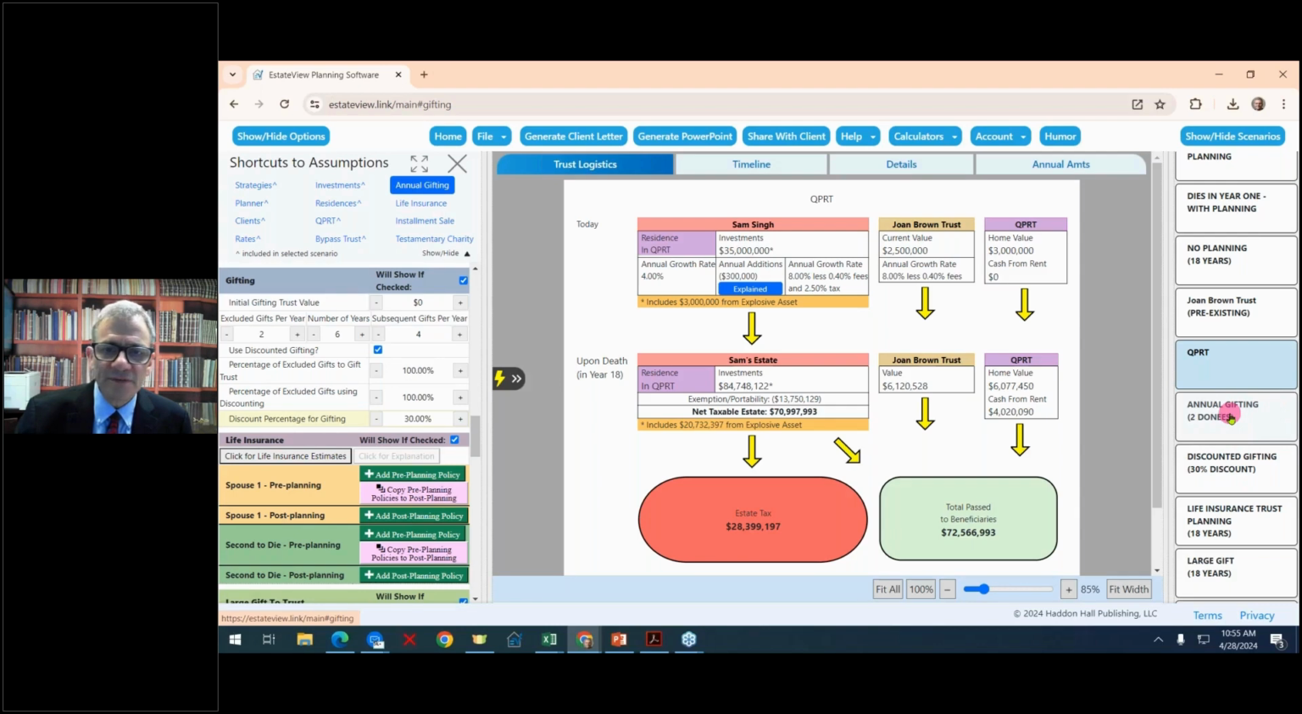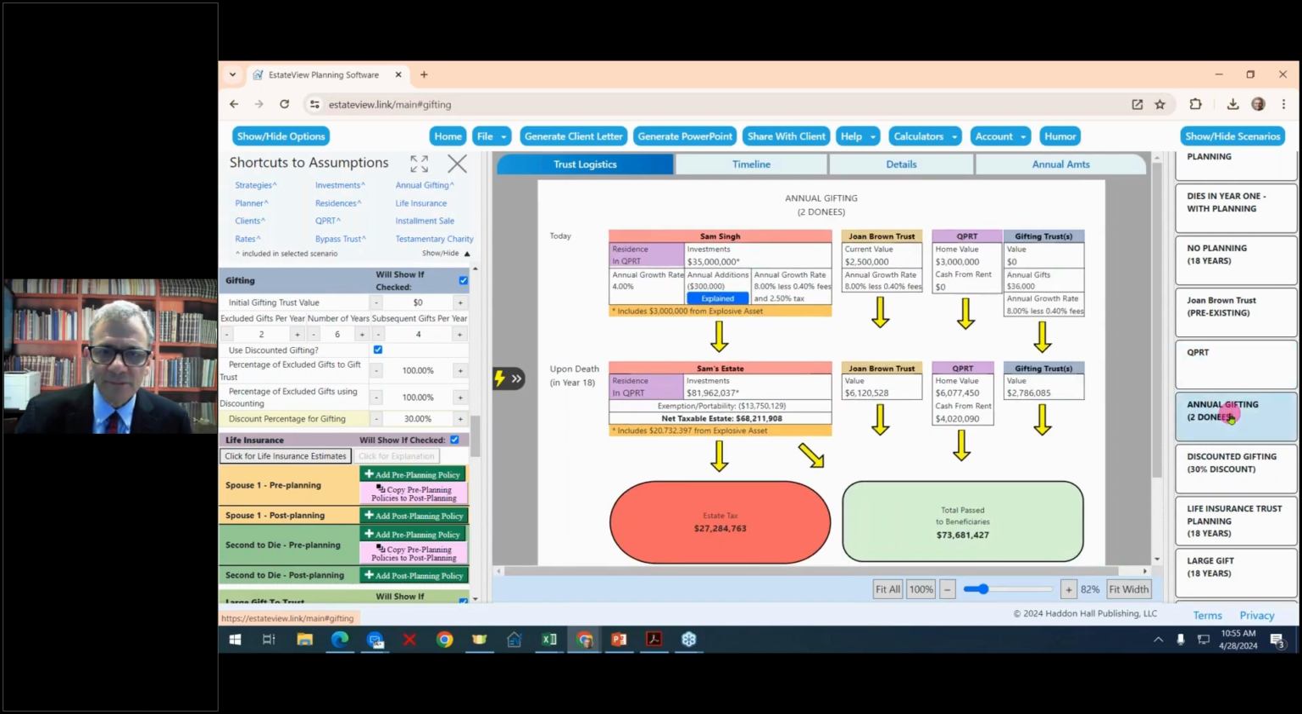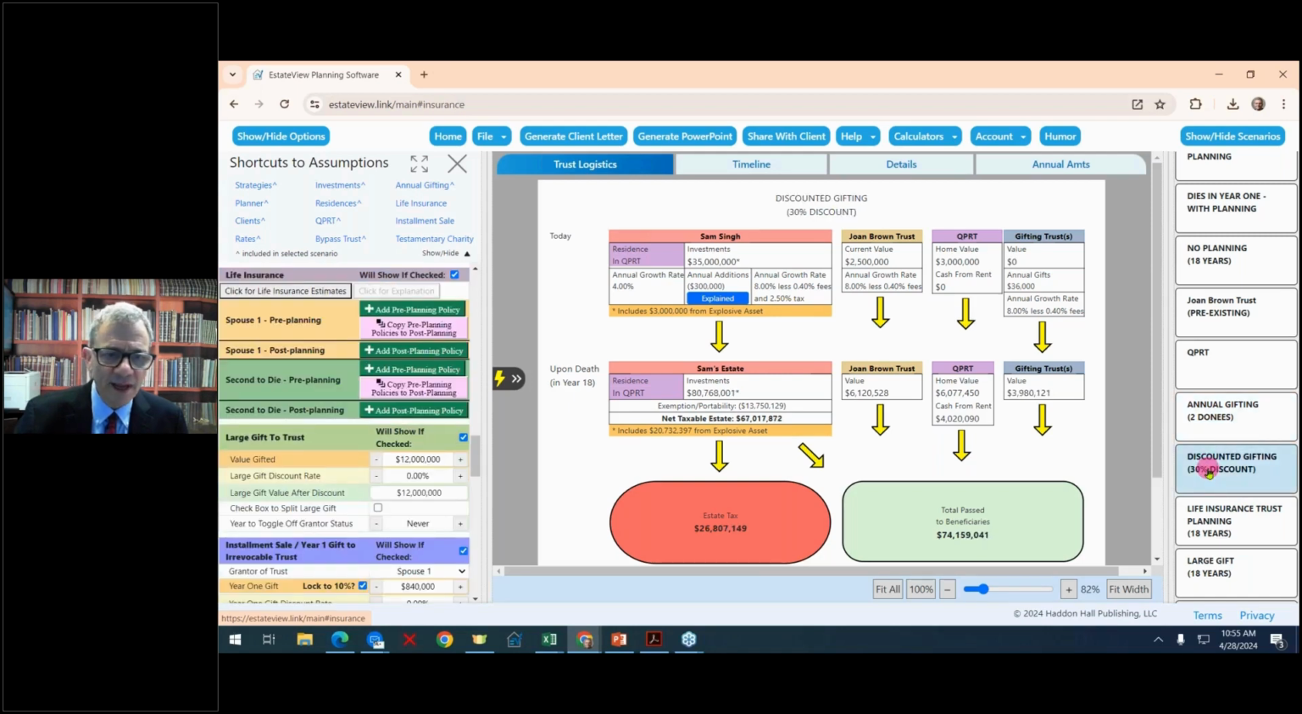Now, what if he does the annual gifting? I click on annual gifting, and now I have an irrevocable trust on the right. In year 18, that trust has $2 million in value in it that passes free of estate tax. The estate tax is down to $27 million. What if he can transfer discounted LLC interests using a 30% discount? I click on that. Now the gifting trust goes from $2.7 million to $3.9 million, and the estate tax goes down to $26 million.